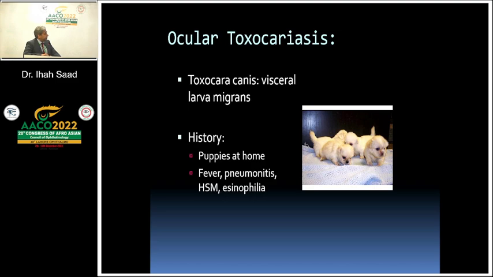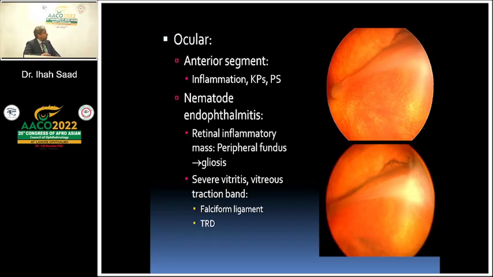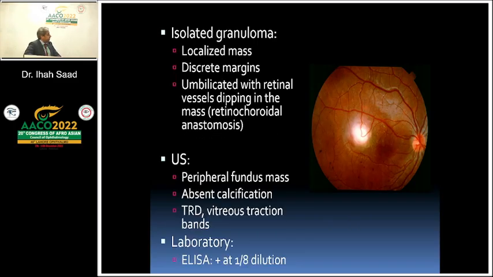migrans coming from infection of puppies at home, presenting with general constitutional symptoms with the whole spectrum of disease. If we catch the disease in the acute stage, we have KPs, we can have up to nematodal endophthalmitis, inflammatory retinal disease that will end up by fibrous tissue. An isolated retinal fold, the falciform ligament, is a presentation of a myriad of inflammatory conditions affecting the back of the eye.